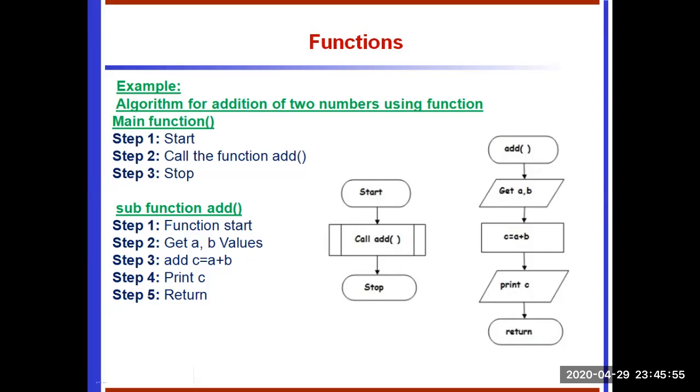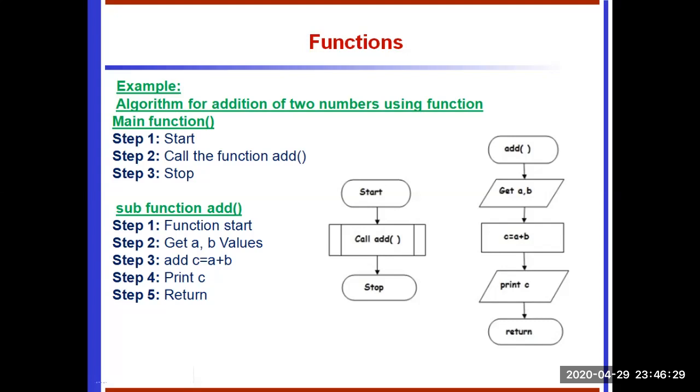The interpreter stops control there and calls another function, a sub function below. It executes step 1 there, but main function step 3 is not executed because the function call is there. Then it executes step 1, step 2, step 3, step 4, step 5. After step 5 in the sub function, control is transferred back to the main function. Now the main function executes step 3 finally. So this is the way we execute functions.